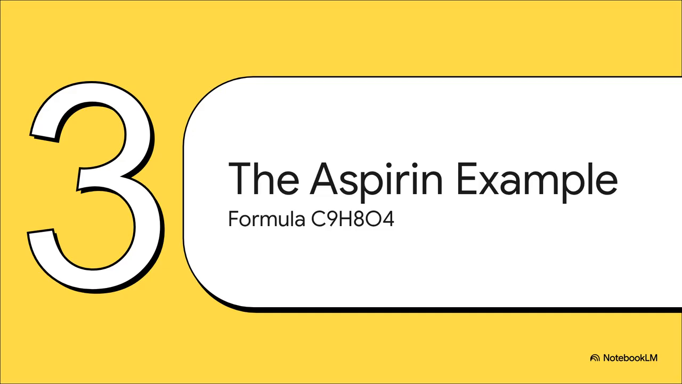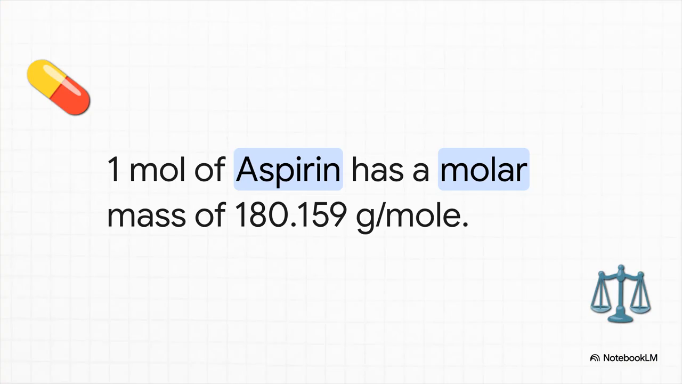Section 3, the aspirin example, C9H8O4. Just to prove how absolutely universal this chemical logic is, let's step off the farm and into your very own medicine cabinet. Let's look at aspirin. Given that the world consumes roughly 100 billion aspirin tablets a year, understanding what's inside is pretty significant.